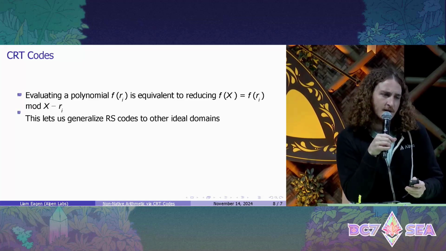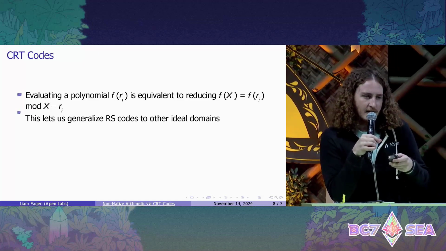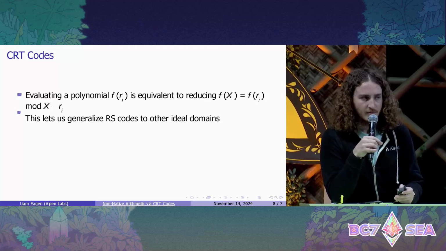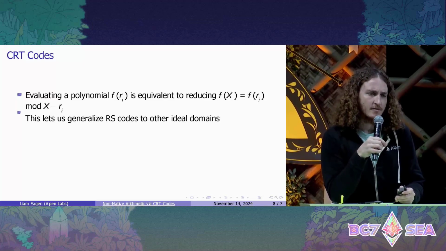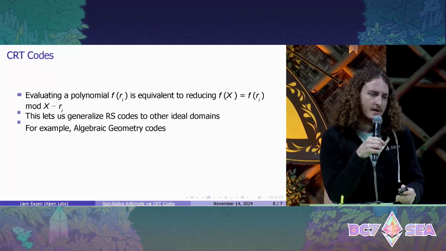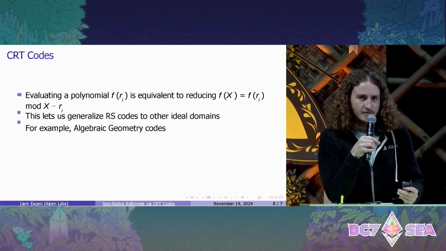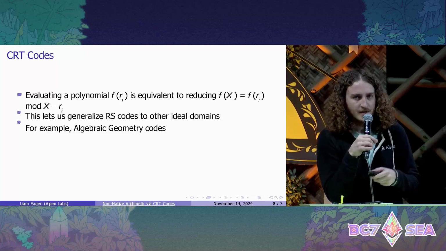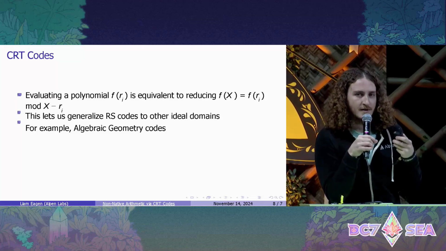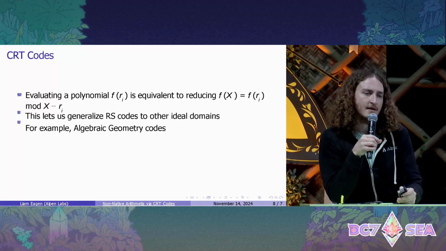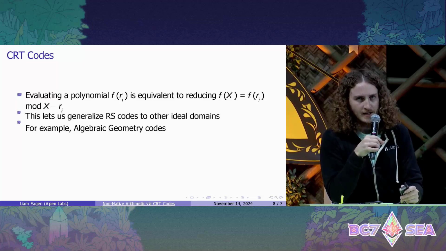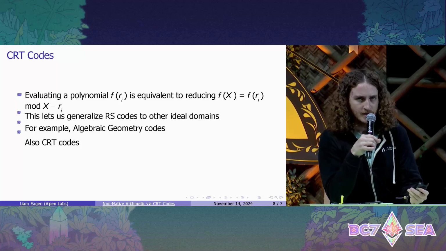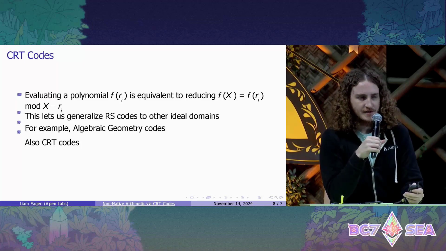And so this insight allows us to generalize Reed-Solomon codes to other domains, ideal domains. For example, algebraic geometry codes, which replace polynomials and evaluations with functions of some curve and divisors, can be cast in this language as well. And this is also how we're going to introduce CRT codes.